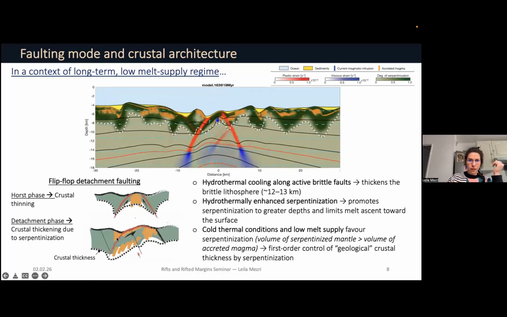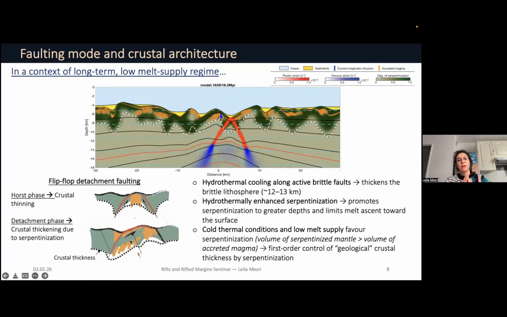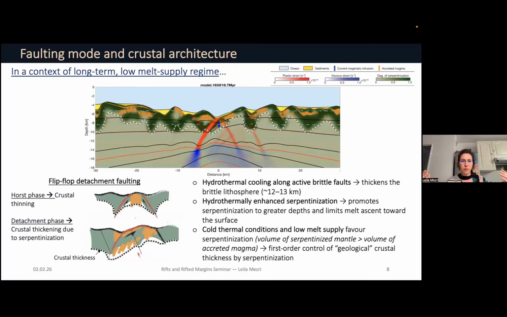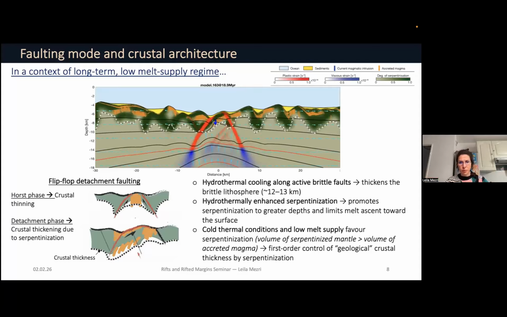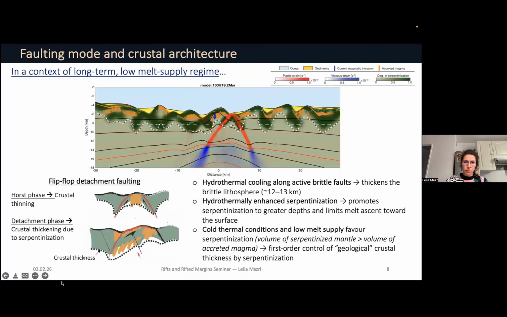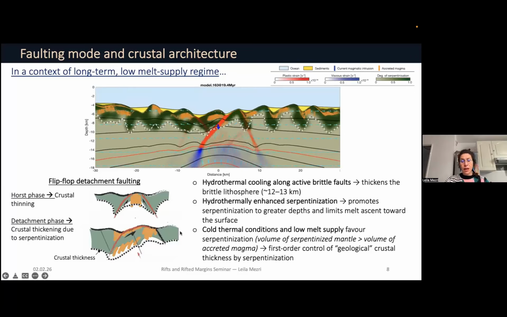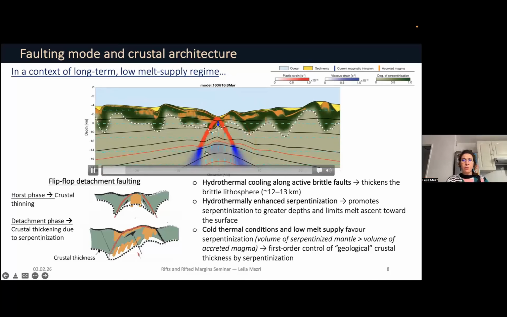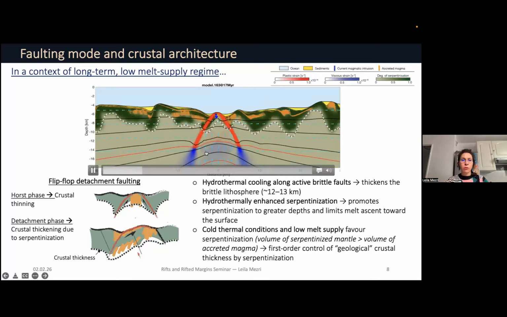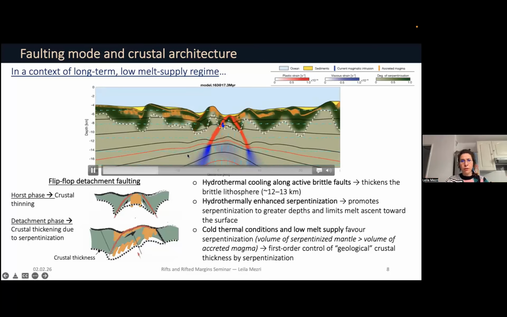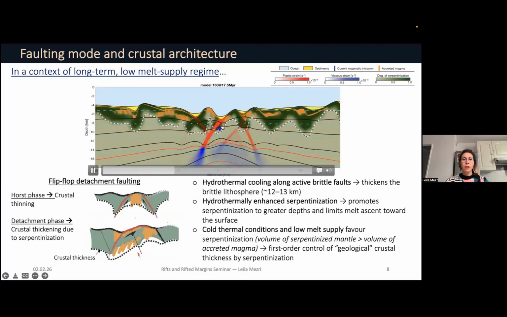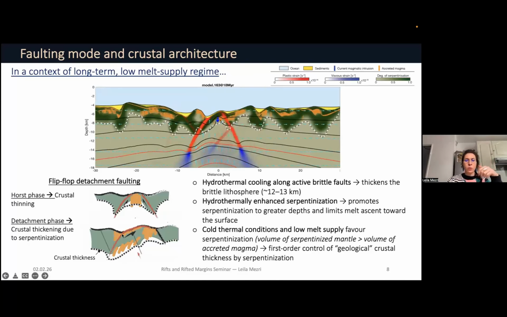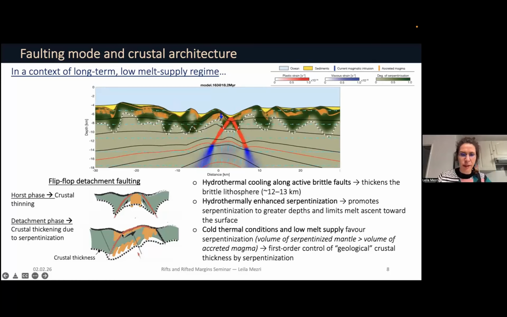During the detachment phase, we have cooling that favors the widespread of serpentinization, but also the extent in depth of this serpentinization, which leads to a deepening of the magma emplacement. In terms of crustal thickness, because we are in a low magma regime, when it is only magmatic accretion during the horst phase, that will lead to a thin crustal section, while during the detachment phase, we have a thickening of the crust.